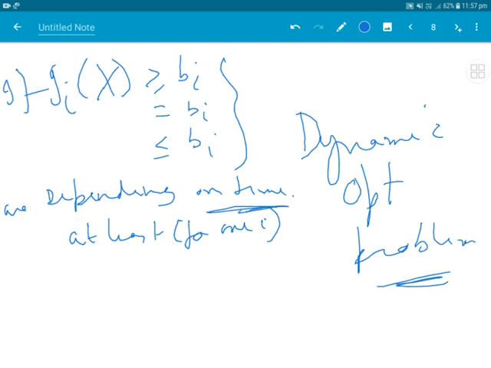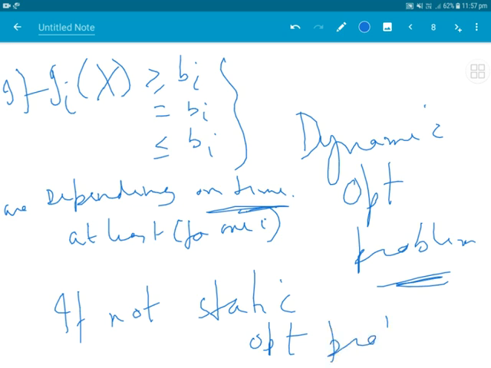Otherwise, it is said to be, sorry, not stochastic, it's a static optimization problem. Static means it is not changing with time. So there is no need of taking care of the time. Invariant of any time you set to solve the problem, it is a static optimization problem.